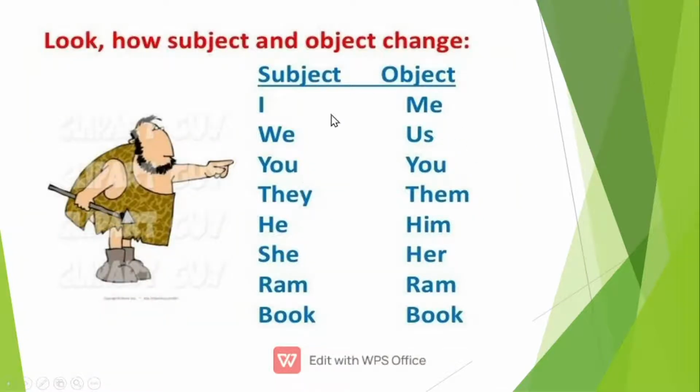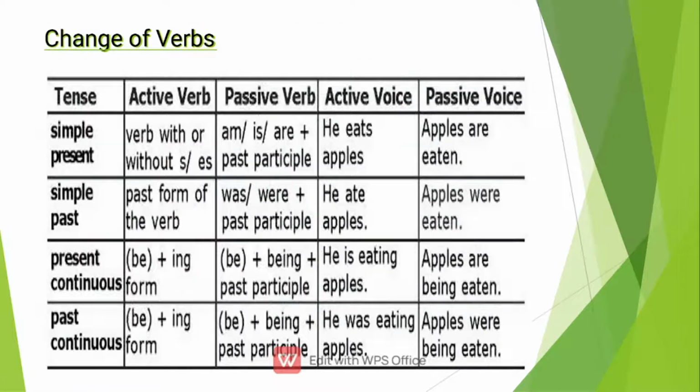Subject and object change, that we have already learned in our pronouns videos, but still a recap. I changes to me, we changes to us, you remains you at subject or object place, they becomes them, he, him, she, her, Ram, Ram, book, book. Like book means any kind of noun remains noun. Okay, so please you can write these changes also for yourself. Then this is a very important table. Let us understand this now.